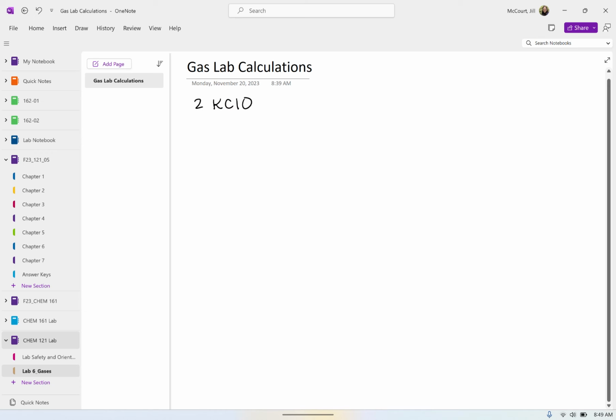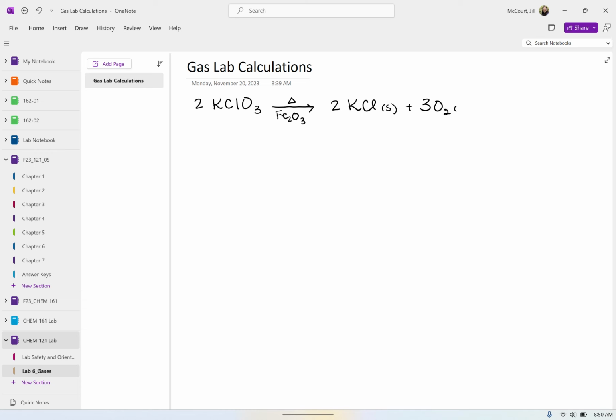So in the lab that we did, we took a compound called potassium chlorate, and it was mixed with a catalyst, which is not part of the reaction itself, and then we just added some heat. And so that iron oxide that you saw in the tube, that wasn't participating in the reaction. It was the potassium chlorate that we were interested in. And the products of the reaction were potassium chloride and oxygen gas. And so we're going to need this balanced equation.